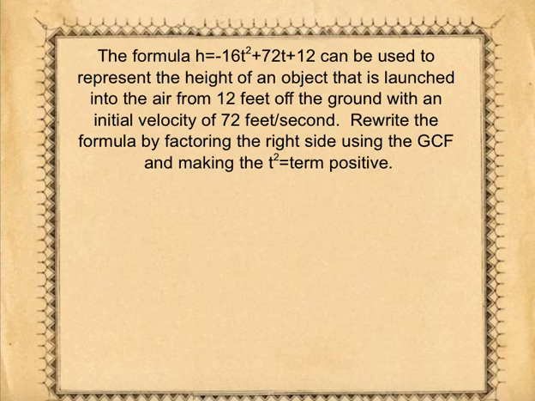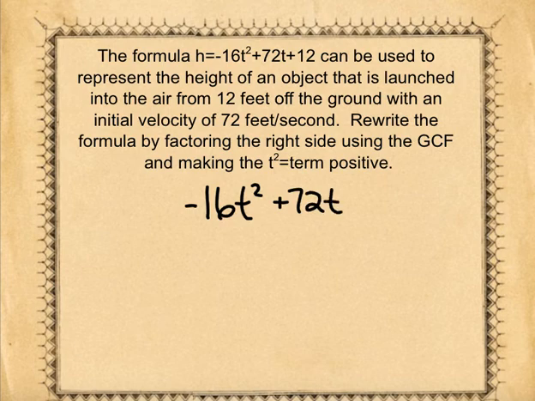The formula negative 16t squared plus 72t plus 12 can be used to represent the height of an object that is launched into the air from 12 feet. Okay, it has an initial velocity of 72 feet per second. Rewrite the formula by factoring the right side using the greatest common factor, making t squared a positive term. So what this is saying is if we want to take negative 16t squared plus 72t plus 12, I want to factor out the greatest common factor.